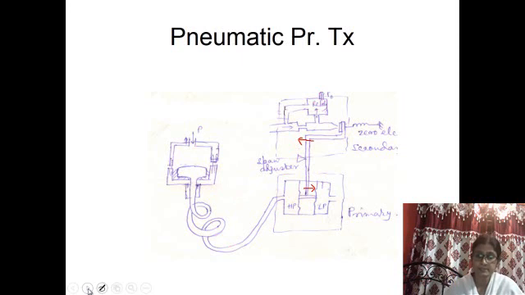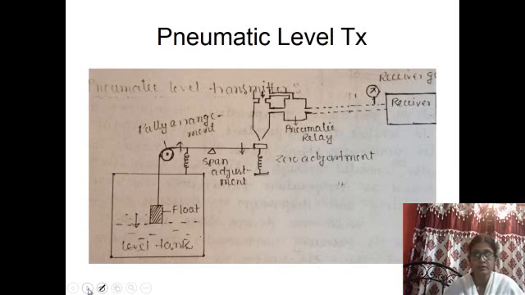The primary unit is a DP cell and the secondary transmitting unit is the flapper nozzle and relay unit. Next is the pneumatic level transmitter. In all these pneumatic transmitters, the basic unit is the flapper nozzle and relay unit. This is like a potentiometric system.